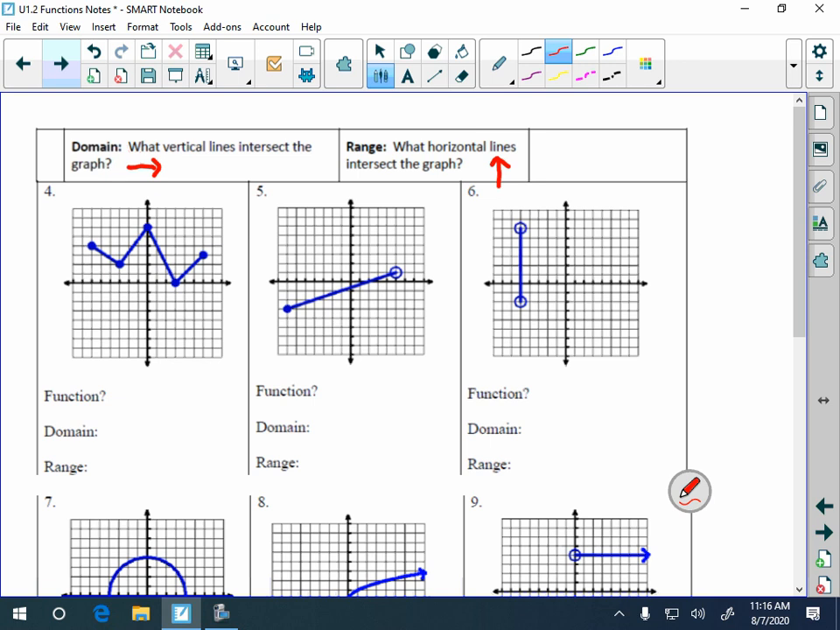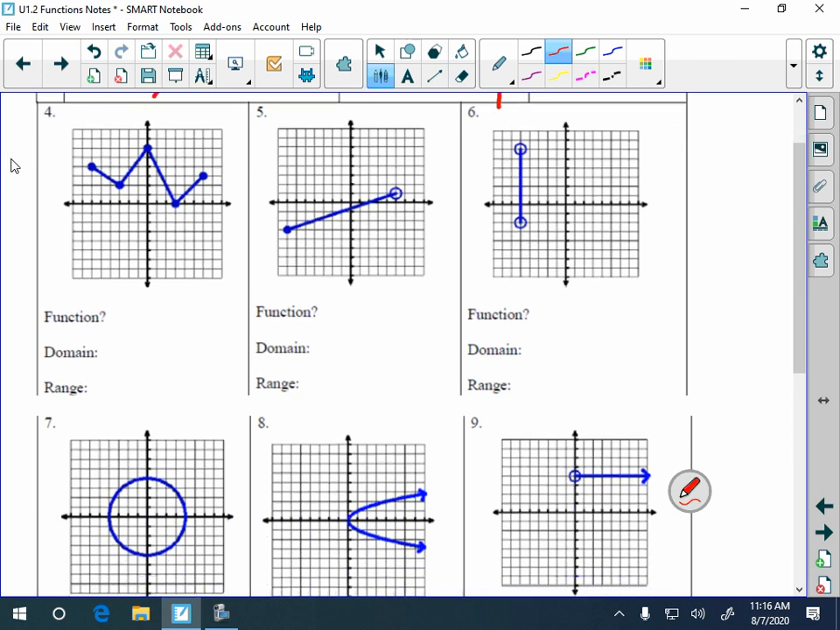All right, so let's go through each of these. We're going to first state, do we have a function? Then we'll state the domain and the range. So if it's a function, it has to pass the vertical line test. Every vertical line that's drawn has to only intersect the graph one time each time. And we can see that every vertical line will only intersect one time. So yes, this is a function.